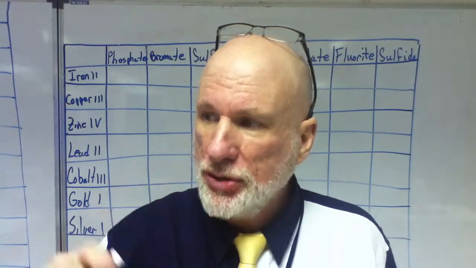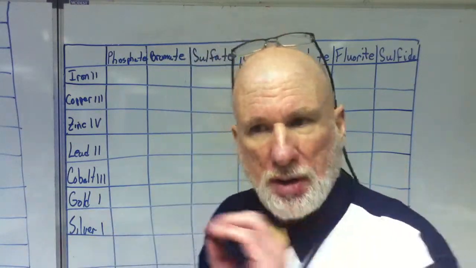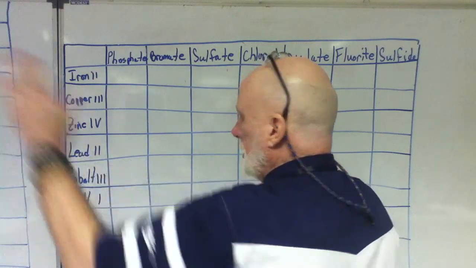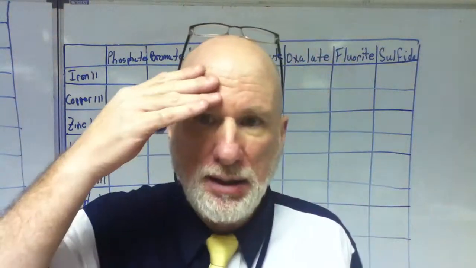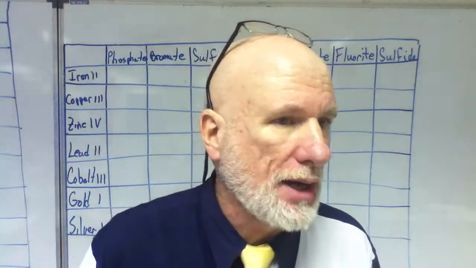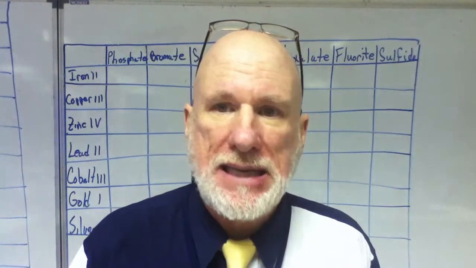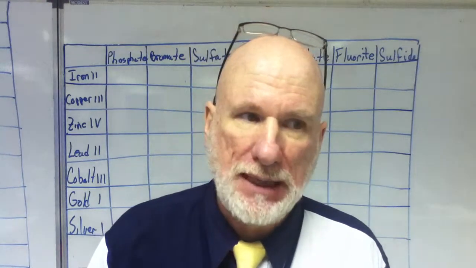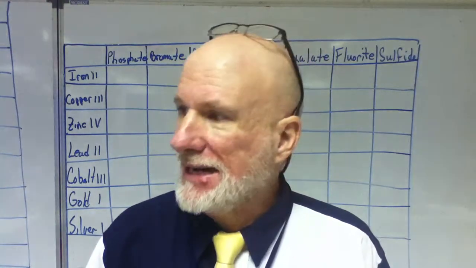Now, so you know your positive component, the one on the left, is always going to be a metal. So where do you find the symbol for the metal? Starts with a P. Periodic table.